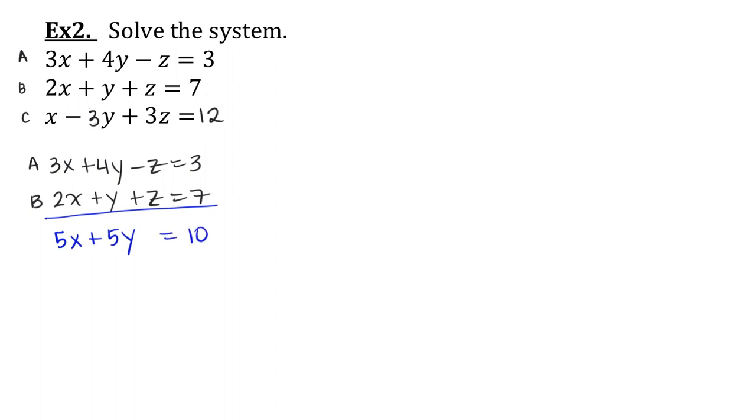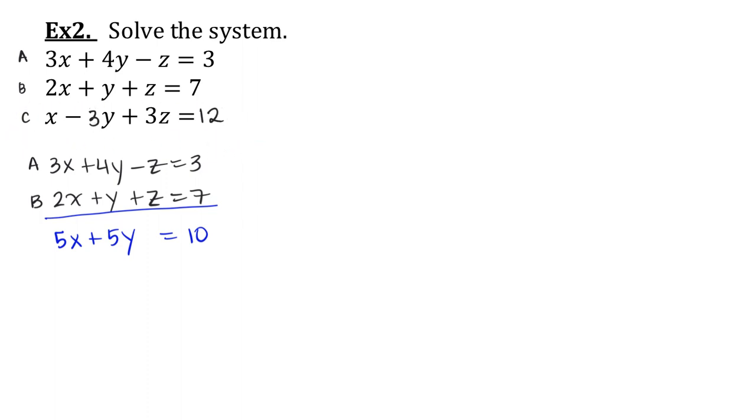Okay, so now I have the equation 5x plus 5y equals 10, which I cannot solve yet, but it is a little better because it only has x's and y's in it. So if I had another equation with only x's and y's in it, I could solve for x and y. Okay, so I used a and b on this first step. I didn't use c yet, so I have to use c on this next step.